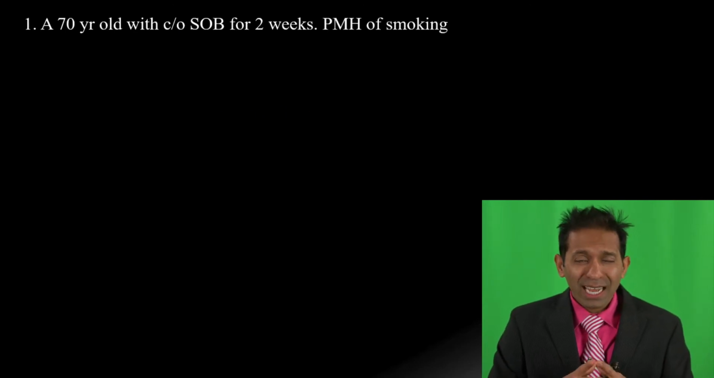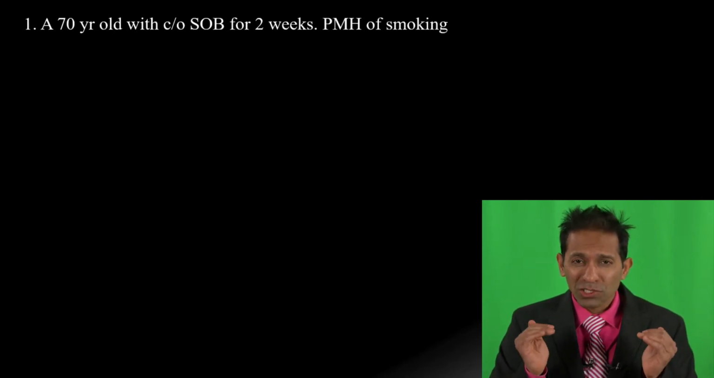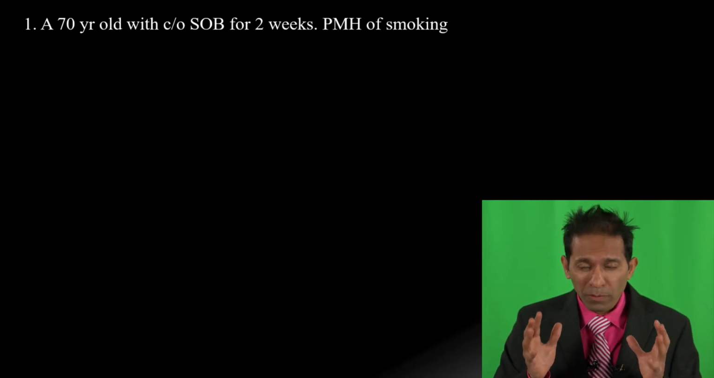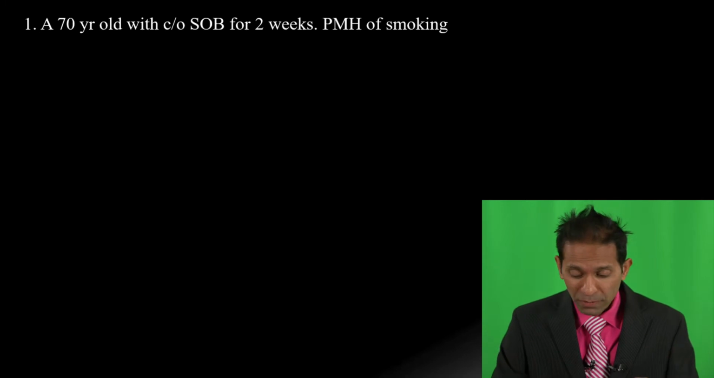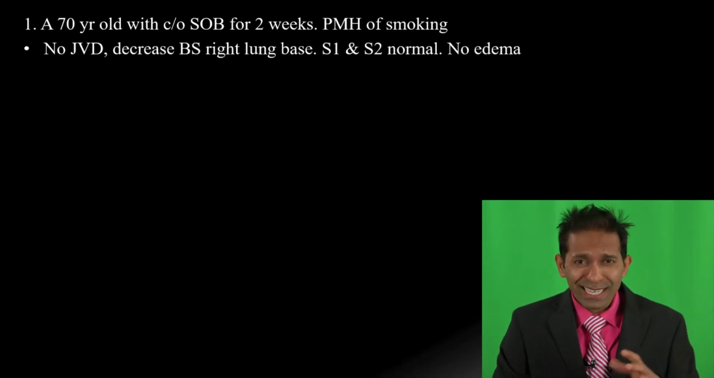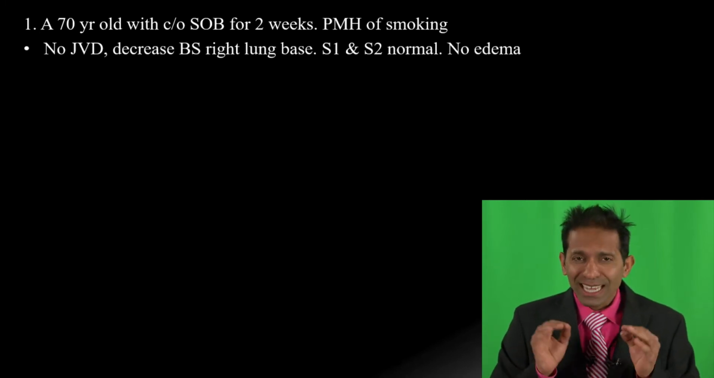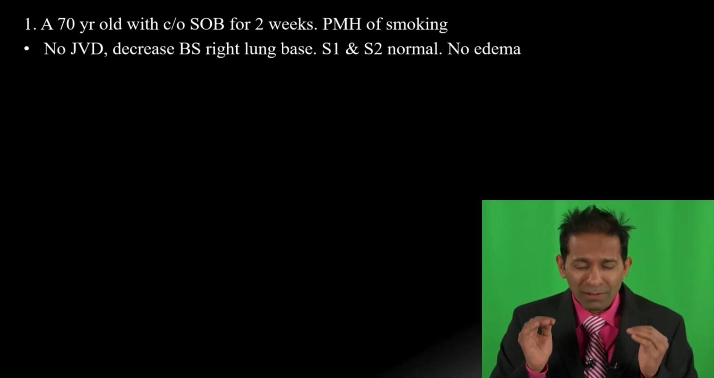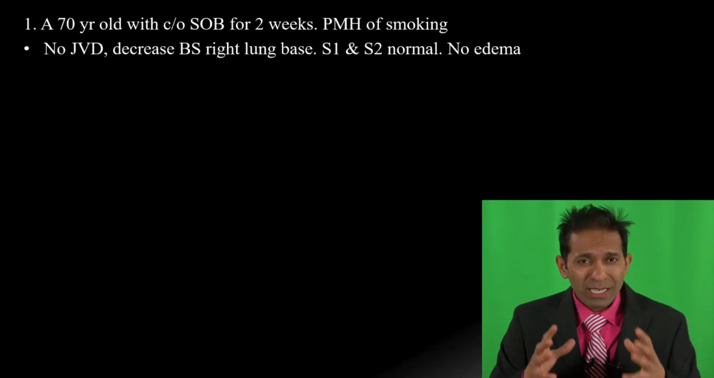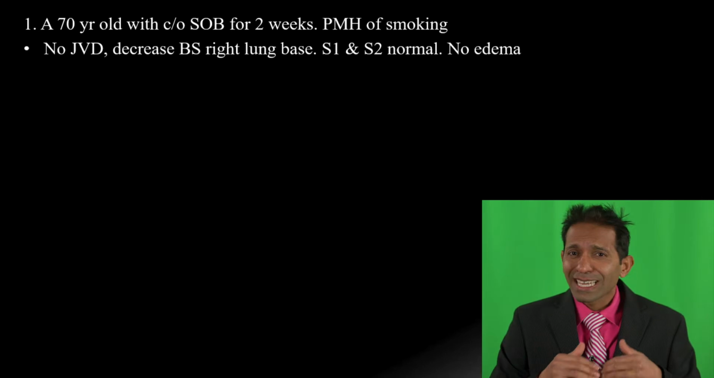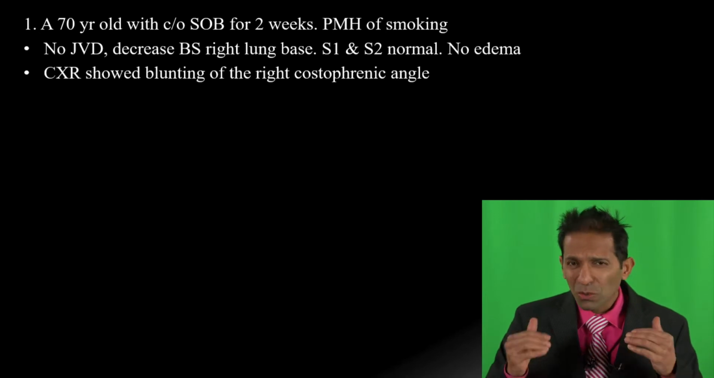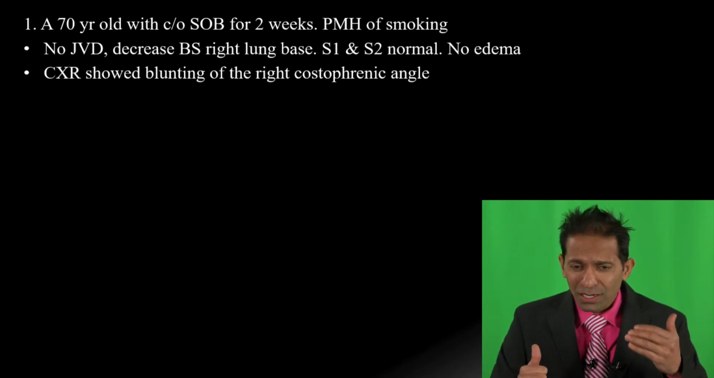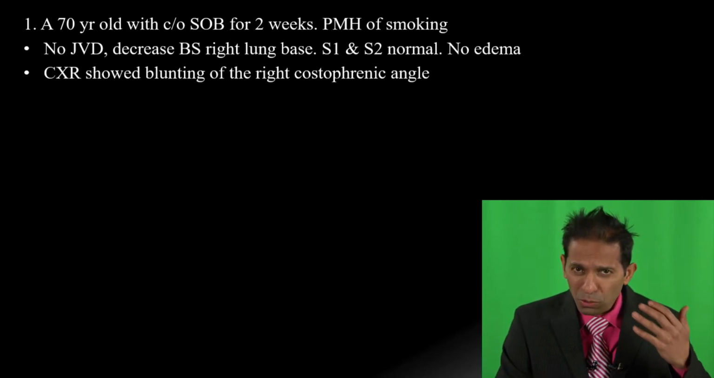Question number 1. A 70-year-old male came with a chief complaint of shortness of breath for the past 2 weeks. He has a past medical history of smoking. On examination, he does not have JVD. He has decreased breath sounds at the right lung base. S1 and S2 are normal. He has no peripheral edema. His chest X-ray shows blunting of the right costophrenic angle, and you are concerned that he has pleural effusion, and you do a tap.